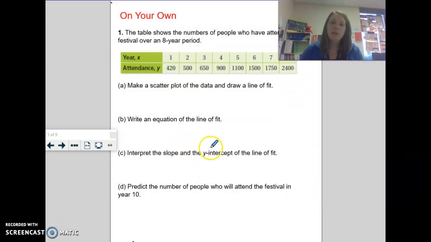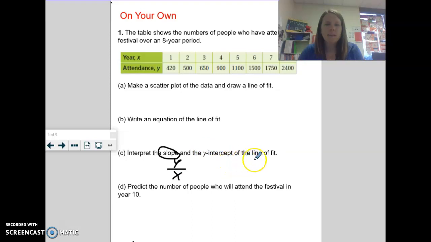So finding the slope and the y-intercept of the line of fit, so interpreting those. Your slope means, again, the change in the y out of the change in the x. And I said my slope was 2, okay? In this case, it's going to mean 200 because I went up by increments of 100. So my slope is really meaning 200 every year. So it means that my attendance is increasing by 200 each year, okay?